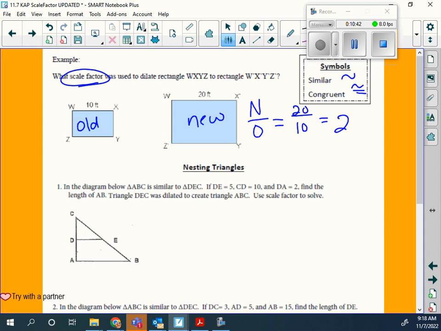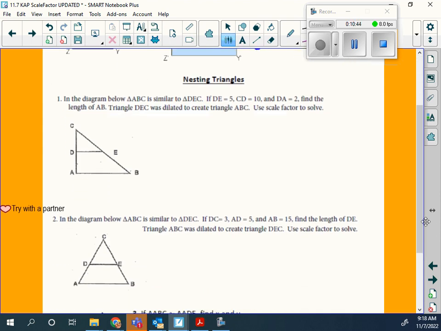Let's look at the next one. We're going to do this one together. All right. In the diagram below, ABC is similar to DEC. And then, find the length of AB. Triangle DEC was dilated to create triangle ABC. Use scale factor to solve.